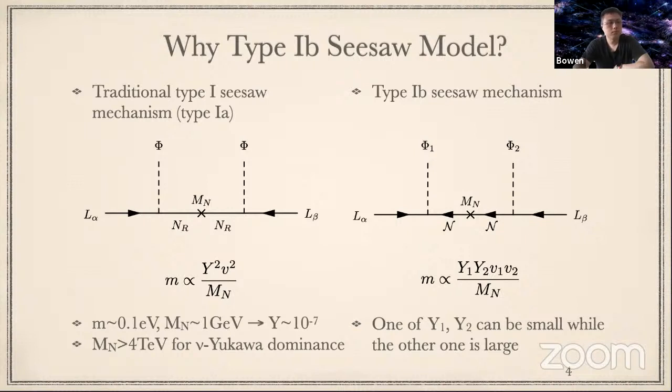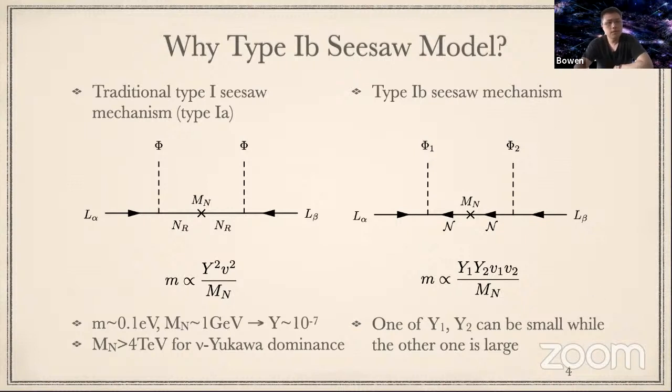There has been some research about this, and it can be shown that in the type 1 seesaw model, the neutrino mass has to be larger than 4 TeV in order to have the neutrino Yukawa dominance.